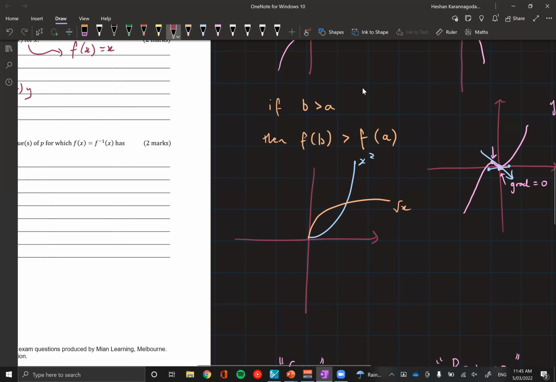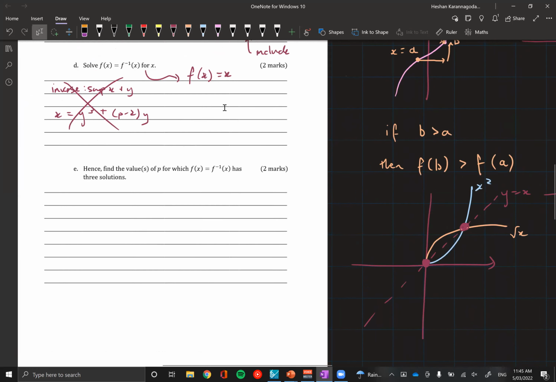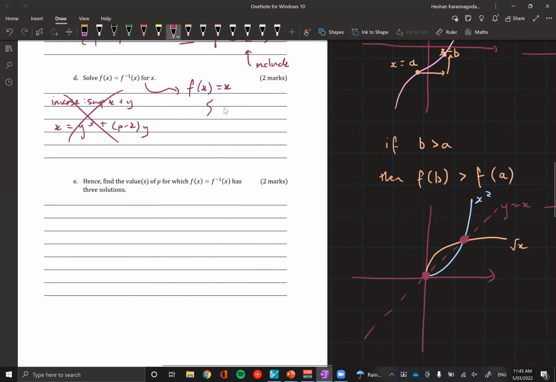Now we can see that these actually intersect along the line y is equal to x. We've got one intersection there, one intersection there as well. In general, a graph and its inverse will always intersect along the line y is equal to x. So whenever we want to find the x solutions where a graph and its inverse are equal, we can easily do this by just solving f of x is equal to x instead. It's a different equation, but it gives us the same solutions, and that's what we're after.